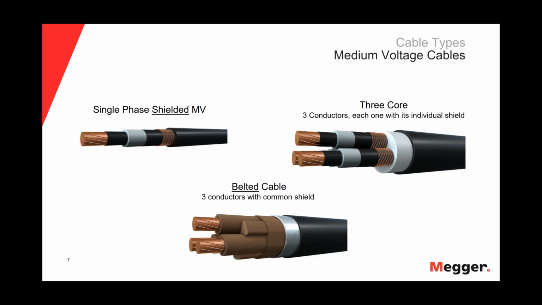And these medium voltage cables come in different construction types. We just talked about the single phase shielded medium voltage cable. But you could also have a 3-core conductor where one cable has 3 conductors in it, and each of those individual conductors has its own shield. And then if you look down at the bottom of the screen, you'll see a belted cable. It looks similar to the 3-core. We have 3 conductors, but there's only a single common shield.